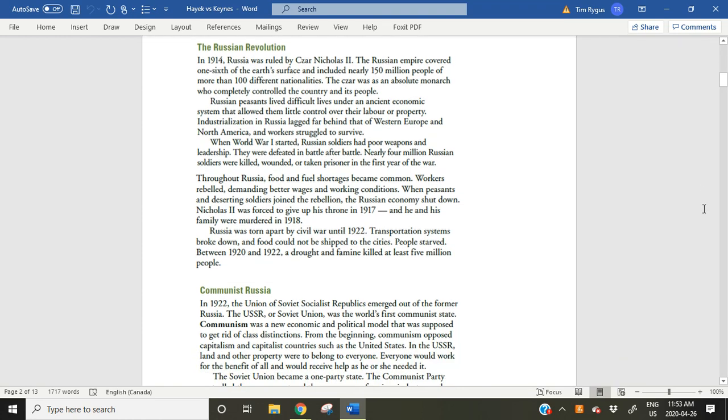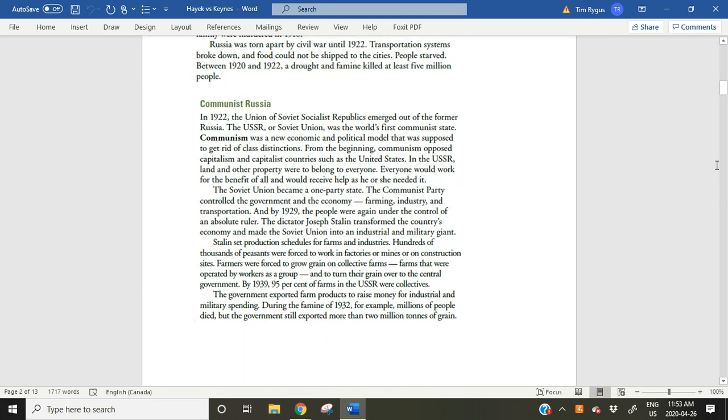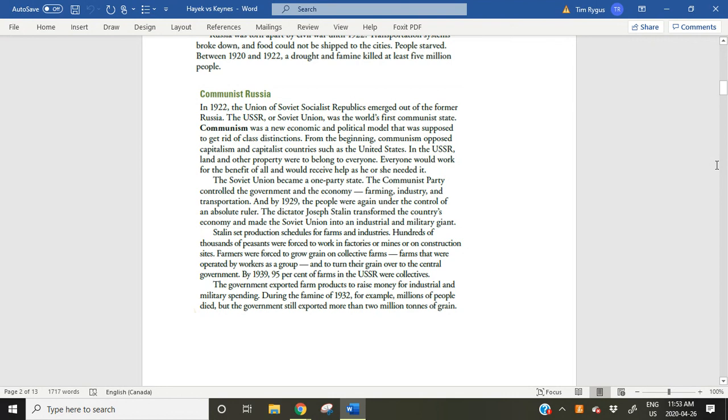But what emerges out of the Russian Revolution and Civil War is the Union of Soviet Socialist Republics, so the USSR or the Soviet Union. This is the world's first communist state. We've talked about communism, so you already have an understanding of what it is. The Soviet Union becomes a one-party state. It's led by Vladimir Lenin. After he dies, Joseph Stalin takes power. Power is absolute here. So these are authoritarian states.